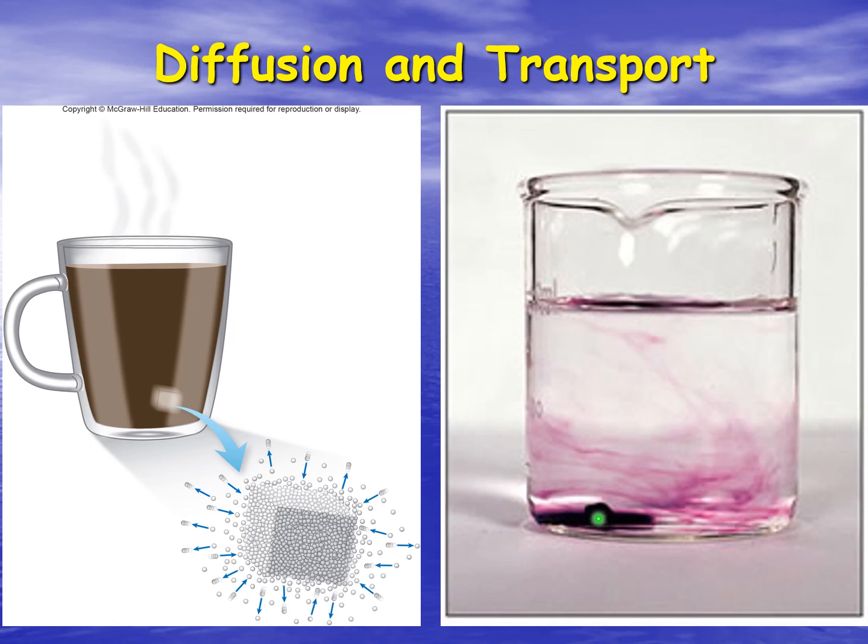But over time, what will happen is all of the potassium permanganate or sugar molecules will equally disperse throughout the solution. And so no matter where I chose, I would find the exact same number of the solute, what's being dissolved, in the solution. And this is known as reaching equilibrium. And diffusion will continue until equilibrium can be reached.